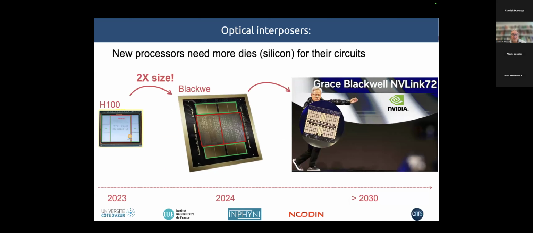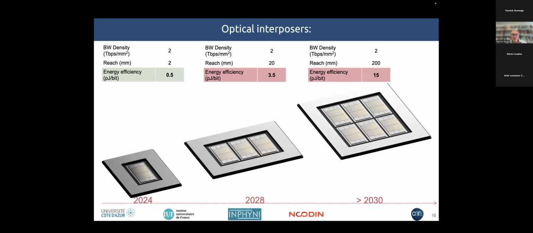So if you look at what NVIDIA wants, for example, they want to go for these very simple structures. Now they have this Blackwell system which interfaces two GPUs with a CPU and 8 HBM. And this year, Jensen Huang presented the dream of NVIDIA, to have these very large chips, like a full data center onto a single wafer, basically. And of course, with the current technology, with electronics, it's not possible because the bandwidth density is too small and the reach is not enough with electronics, and the power consumption is too big.